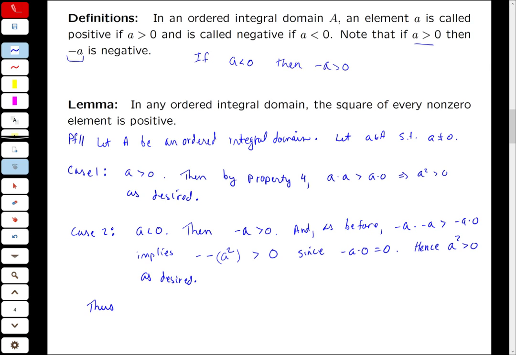So let's draw a conclusion. Thus, for all A, A squared is greater than 0, and we are done. Oh, yeah. For all A not equal to 0. Forgot about that guy. If it's equal to 0, then you have to put a greater than or equal to sign on it.